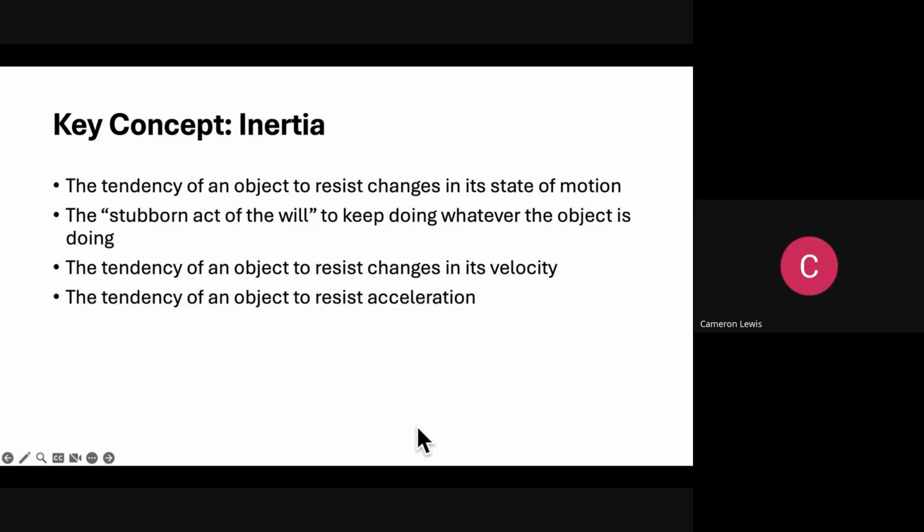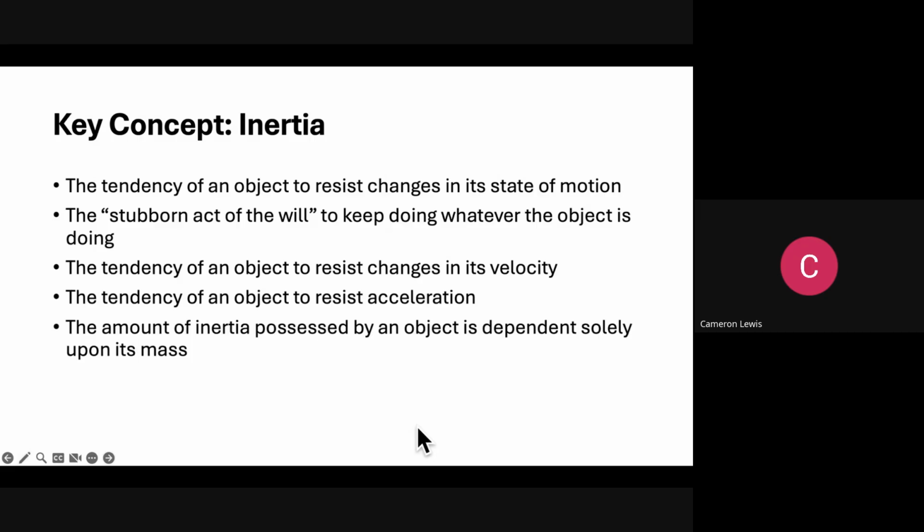Now, I think it's this last one. This right here is very important. The amount of inertia possessed by an object, basically its resistance, is solely dependent upon its mass.